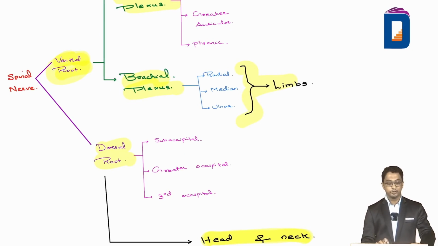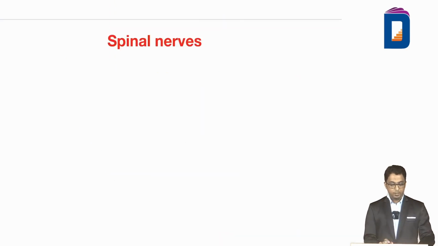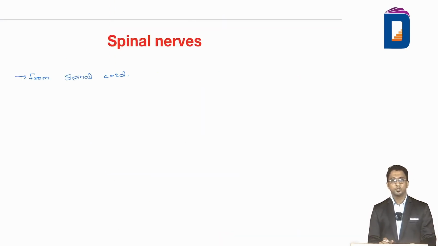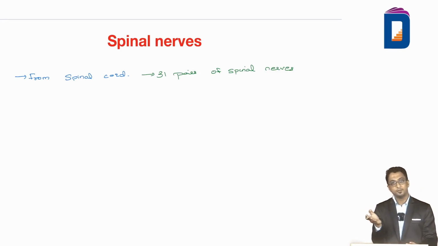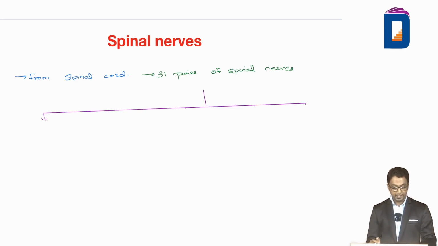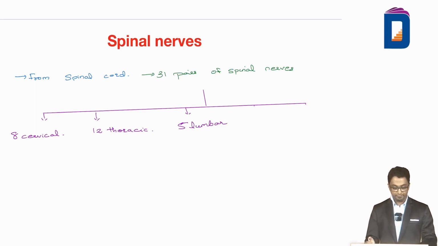Now let us go into the first part, which is spinal nerves, understanding spinal nerves in a little detail. Coming on to spinal nerves, you know that they arise from the spinal cord, and there are 31 pairs of spinal nerves. You know, there are the cranial nerves and spinal nerves, isn't it? Now spinal nerves are 31 pairs. If you divide them, you have 8 cervical in the cervical region, so it depends upon the body parts. Then there are 12 thoracic in the thoracic segment. Then lumbar, 5 lumbar.